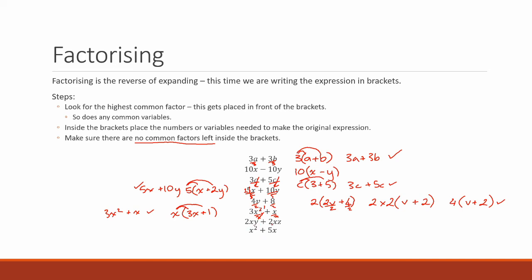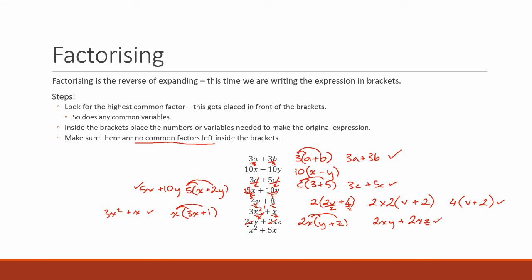Alright, let's look at this one here. We have 2xy plus 2xz. Now I've got a common number and a common letter here that I can factor out. So I'm going to divide both of these sides by 2x. So I've got a 2x on the outside of my brackets, and all that's left over after I divide out a 2x on both sides is a y plus z. And again, let's just double check our answer. 2x times y is 2xy, and 2x times z is 2xz. Okay, and we're back to where we started.